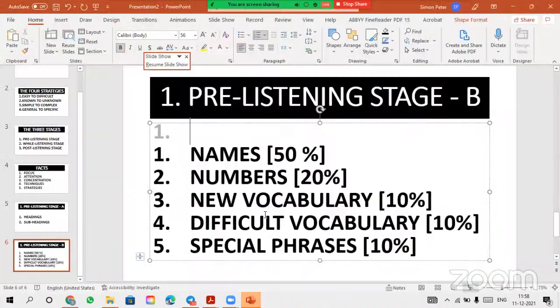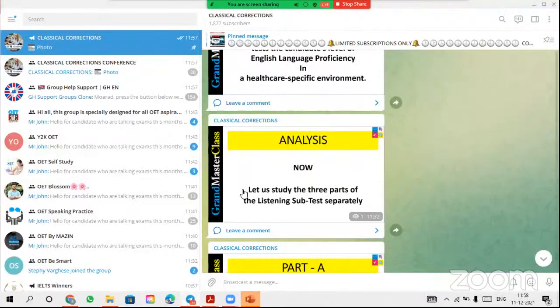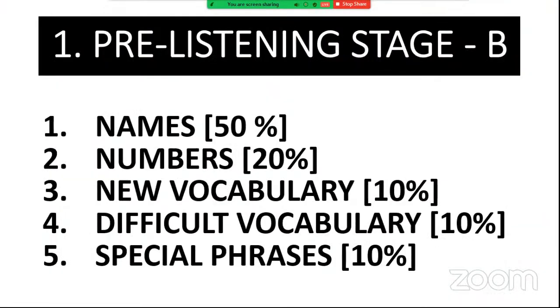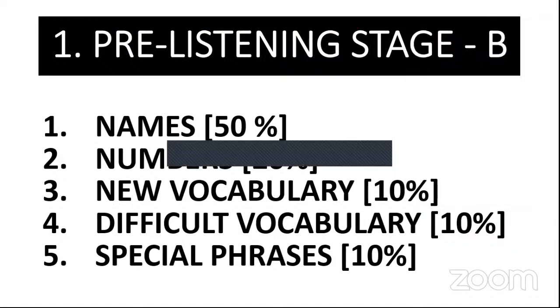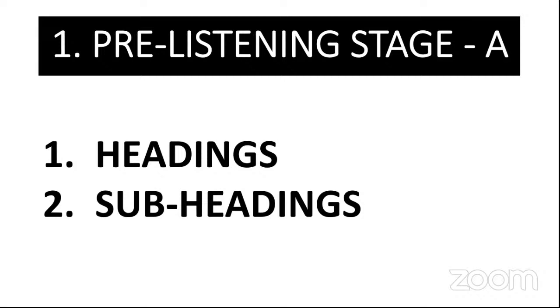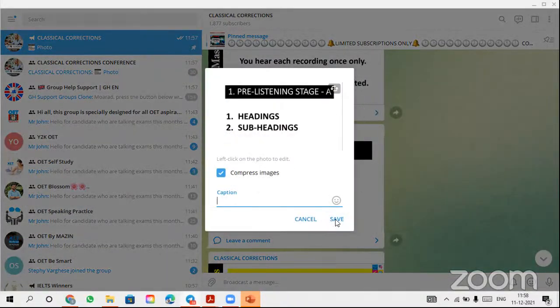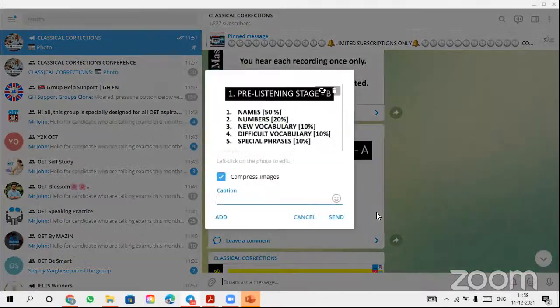Okay, sorry, before this one, we have to give this one. Headings and subheadings. Fine. So we are coming to the conclusion of part A. We are approaching fast. So this is it.